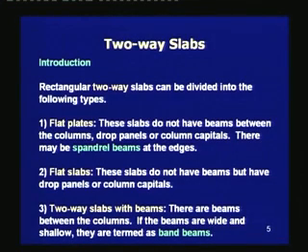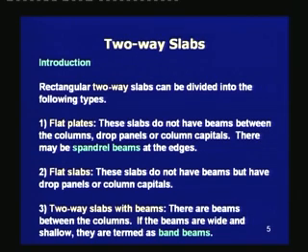The second type of two-way slabs is the flat slabs. These slabs do not have beams, but they have drop panels or column capitals. Thus, the difference between a flat plate and a flat slab is that a flat plate does not have even column capitals or drop panels, but a flat slab has those in the building.